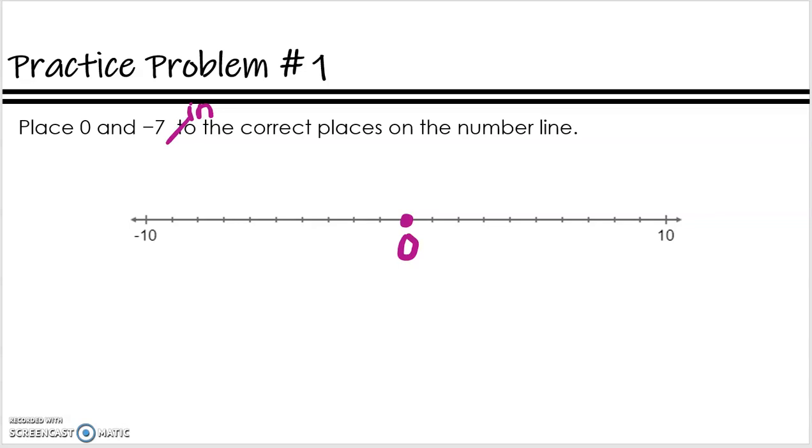Okay, so there's 0. And then -7, again, you could either go from 0 or down from -10. -9, -8, -7 is right here. Make sure that your negative values are to the left of 0 on the number line. So up here would not be correct because that would be +7.